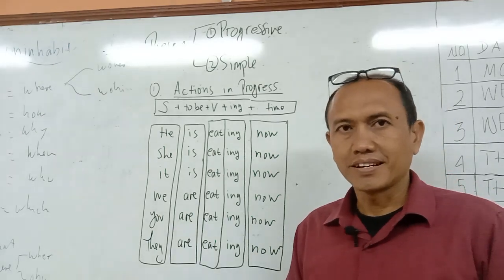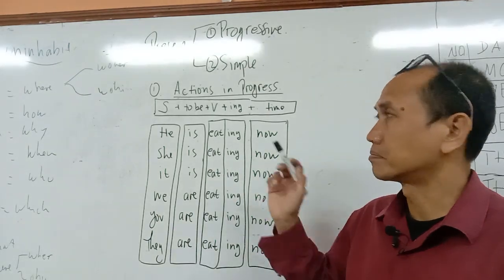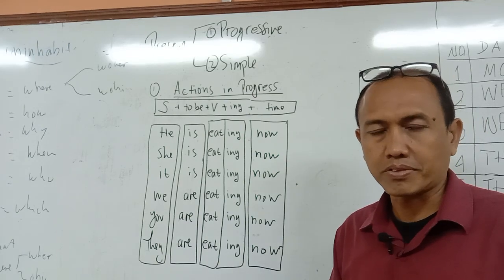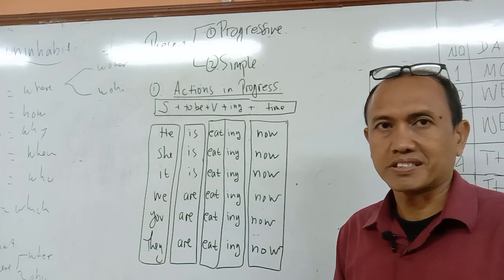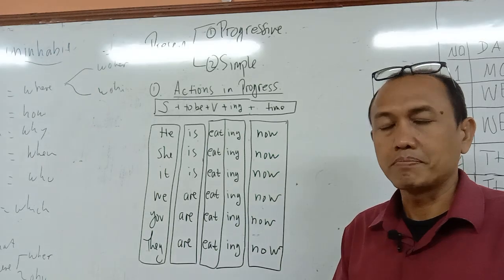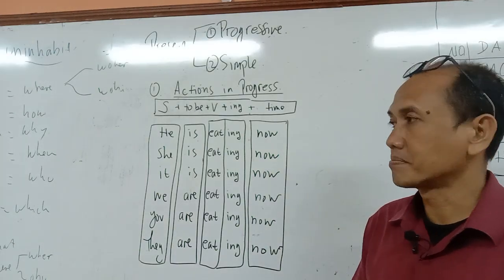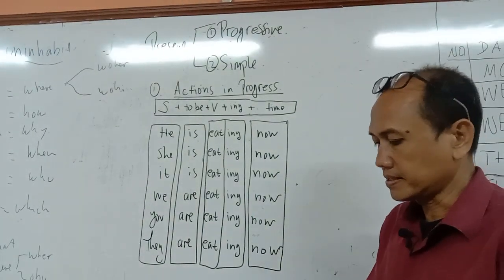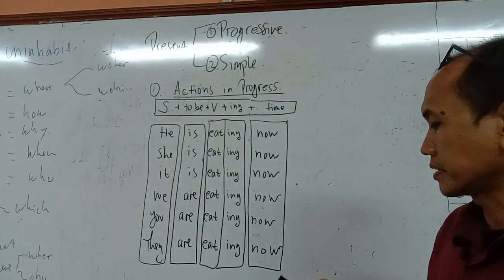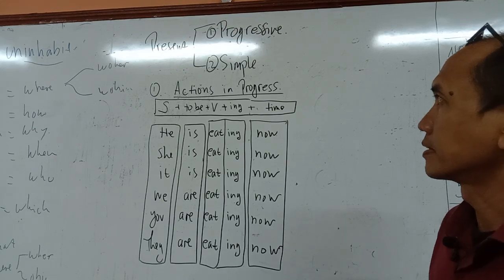And today I want to talk about present progressive and present simple. We are going to talk about tense today. And the basic tense is present progressive and present simple. Well, let's take a look at the first tense. It is the present progressive.